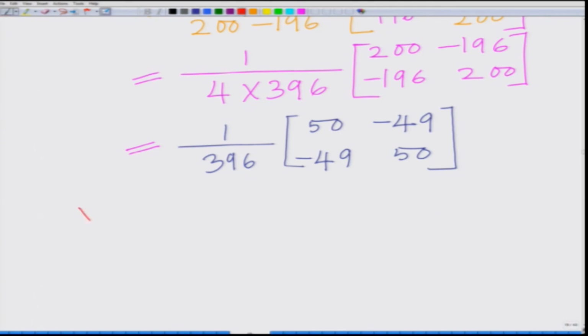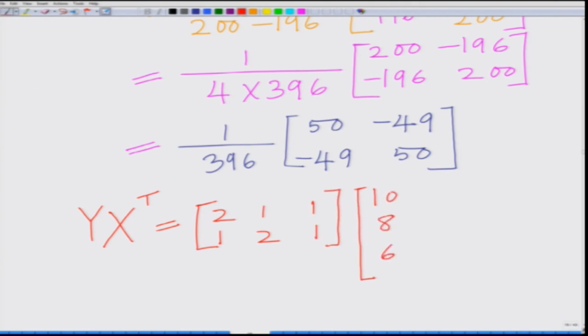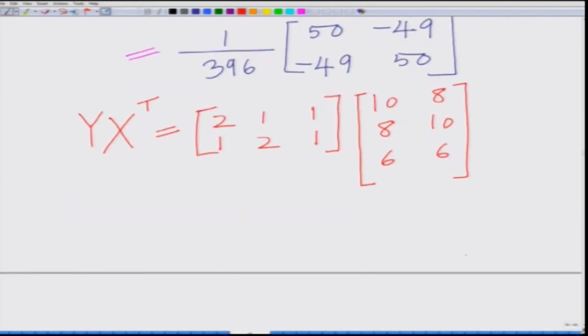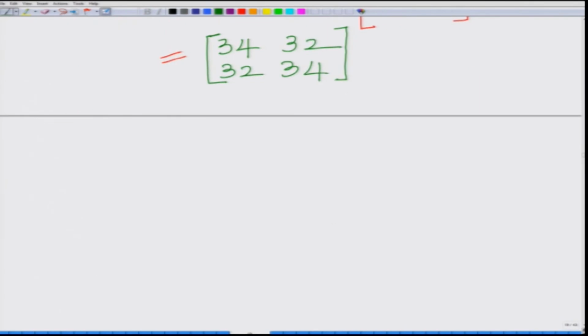And now, if you look at y x transpose, so we have computed x x transpose inverse, y x transpose, where y is the observed output pilot matrix 2 1 1 2 times 10 8 6 8 10 6, which is equal to this matrix 34 32 32 34, and therefore, we have computed both these components. We have computed y x transpose, x x transpose inverse.